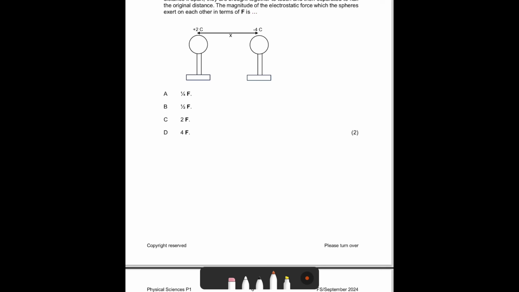1.7 says two small identical spheres on an insulated stand have charges of positive 2 coulombs and negative 4 coulombs respectively, as you can see below, right? Each sphere experiences a force F, when their distance is X apart. Now it says they are brought together and touch each other and then separated to their original distance. So this is before they touch, and when they touch each other, there will be a charge transfer between both of them.